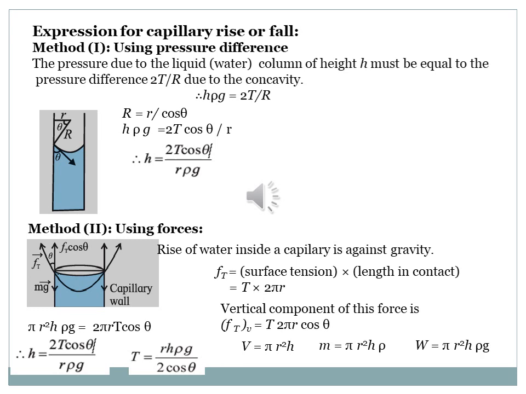It is very easy. By considering two equations, we have derived all the equations. The first equation was the pressure difference, that is h rho g is equal to 2T by R. By considering the relation between small r and capital R, we have derived the final formula for h. Now let us see whether we get the same formula by using the second method or not. The second method deals with the forces.